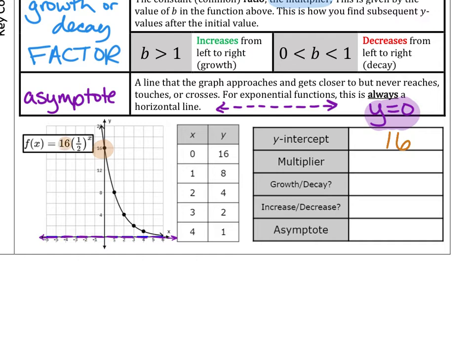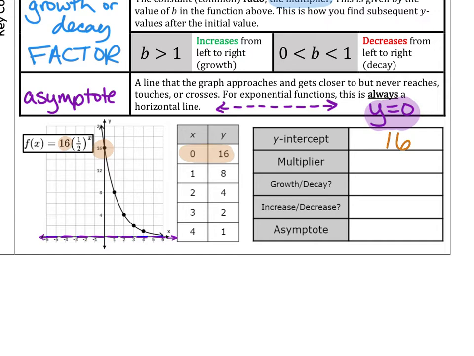Next to the 1/2. It goes first. That's a. Remember ab to the x? A is the y-intercept. Where else do you see a 16? On the table, partnered with what? 0. In all of these ways, when x is 0, the y is the y-intercept. All of these things we can use to find the y-intercept.